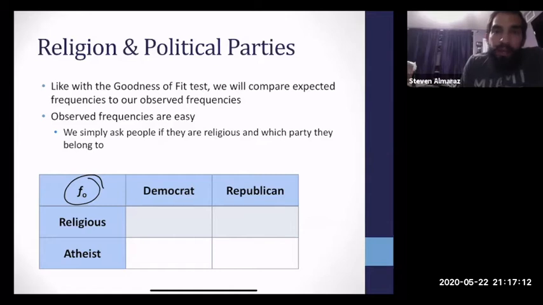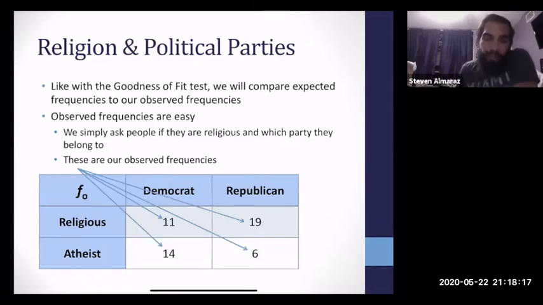Now, I went out and surveyed 50 people. I didn't actually do this. Let's just pretend I did this. And here are our observed frequencies. We got 11 religious Democrats, 14 atheist Democrats, 19 religious Republicans, and 6 atheist Republicans. So these are our observed frequencies. They're what we found out there.